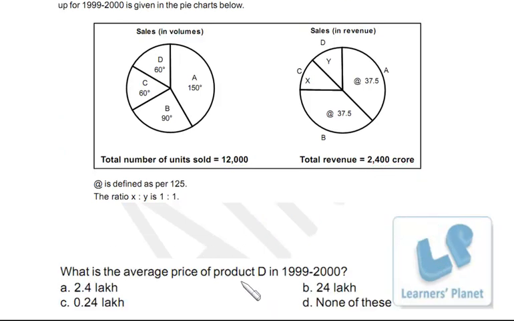What is the average price of product D in 1999-2000? So that's pretty simple. Product D, total revenue is 2400, out of which D is 25 out of 125. So it is 1/5 of 2400 crore. So that is 480. So this is the revenue generated, and the total number of units of product D is 60 out of 360. That means 1/6 of this. Okay, so 1/6 is this. So this is 480 crore and this is the total number of units, 2000.